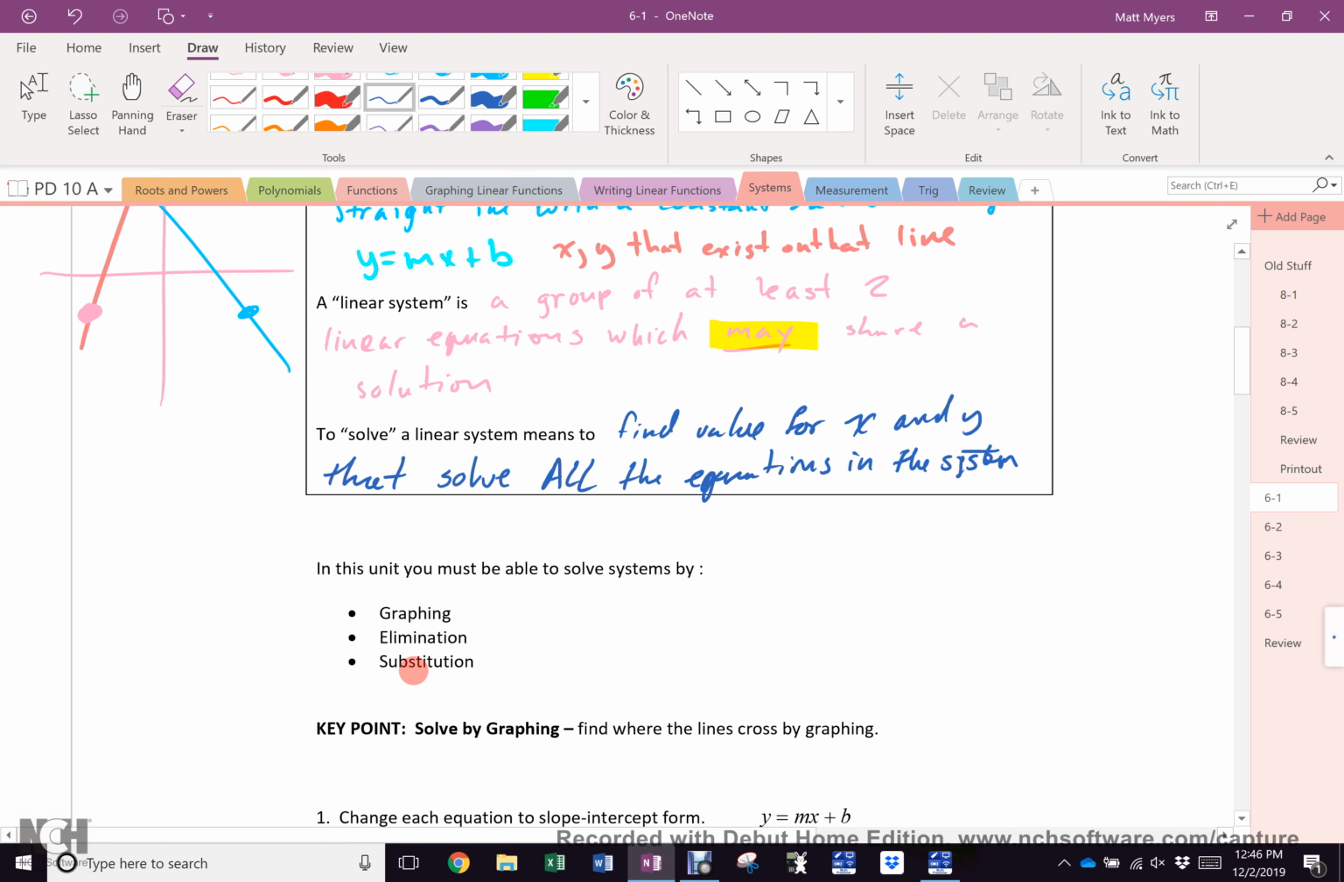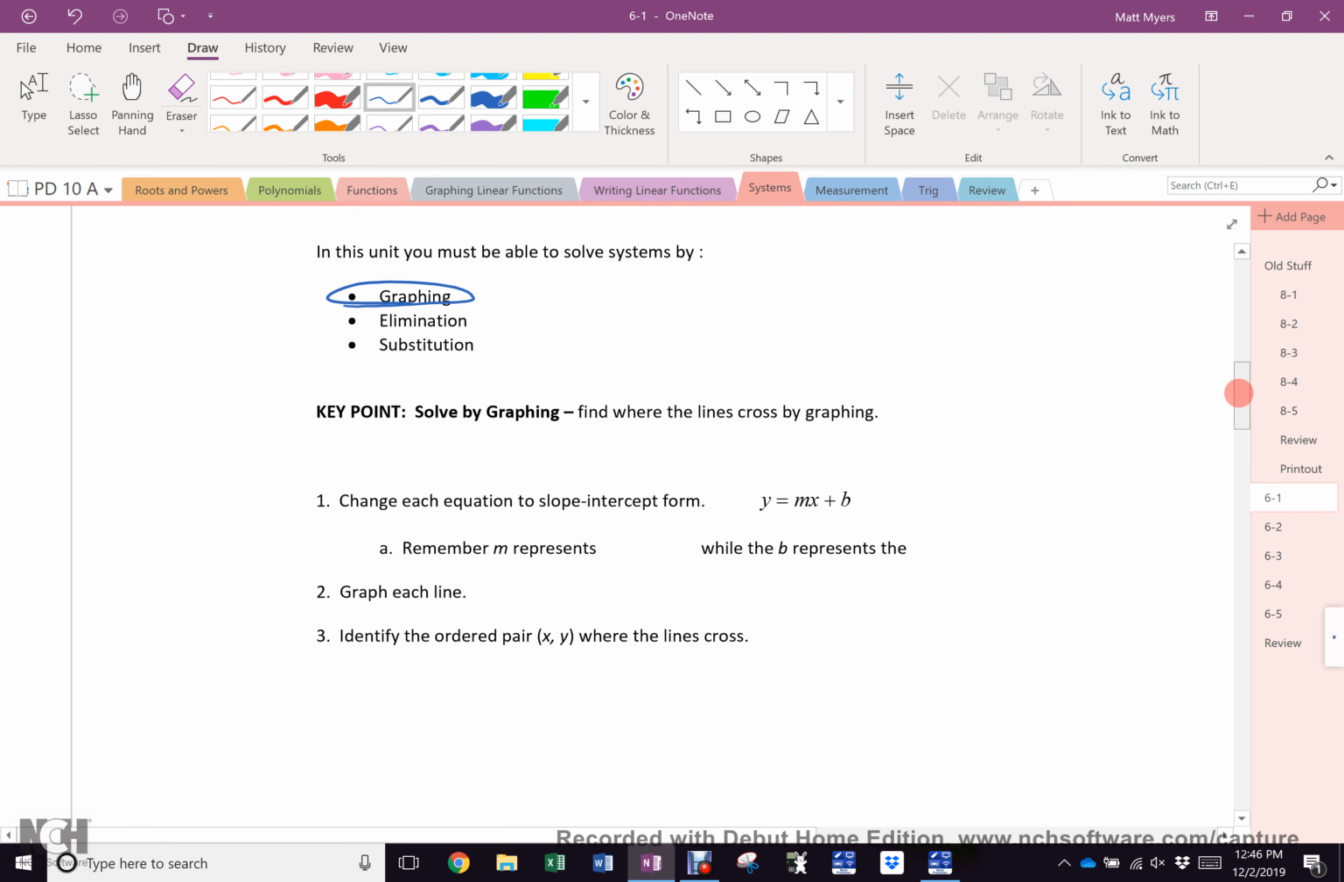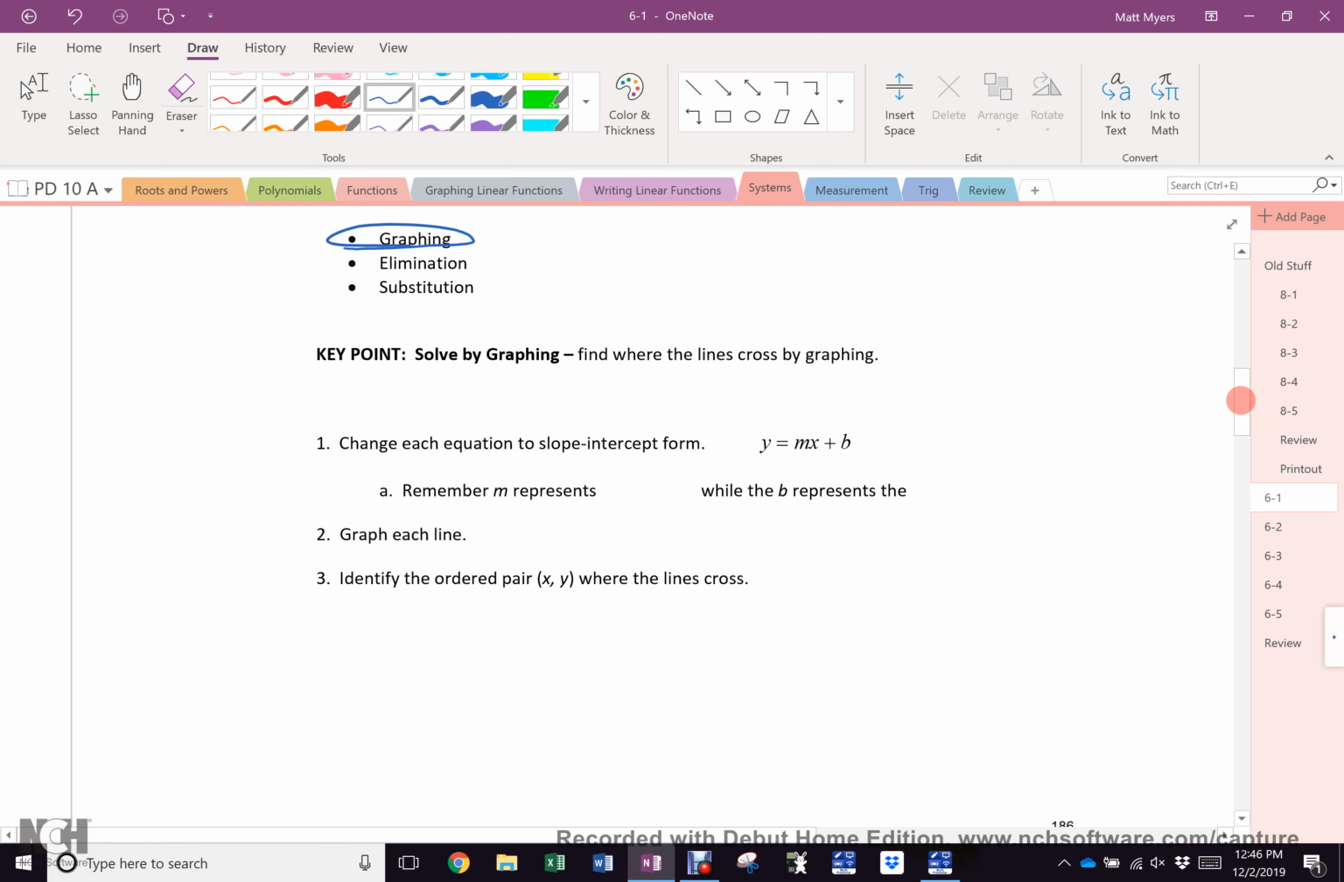Three ways to do it: graphing, elimination, and substitution. Today we are going to discuss graphing and graphing only, because we've just been doing it forever. You now know this answer. Solve by graphing, you find where the lines cross. Because where the lines cross is an x and y that are on both lines, right? So, step one, graph them.